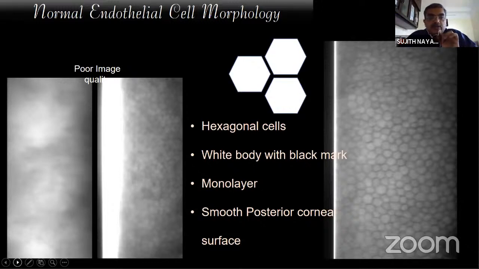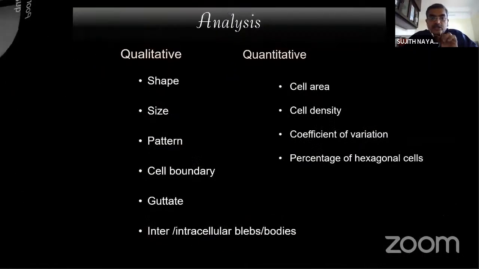On the left side, you can see a picture demonstrating the poor image quality. That is very important because when there is too much light or too much backscattering from the anterior stroma, the quality of the endothelial cells seen will be very poor. And that actually gives errors in calculating the cell count and the other details. So the image quality is also very important.